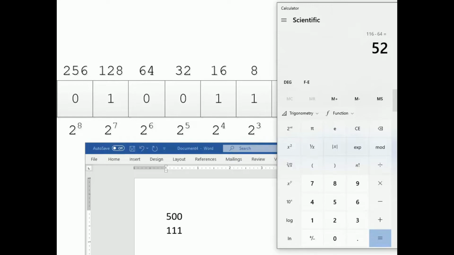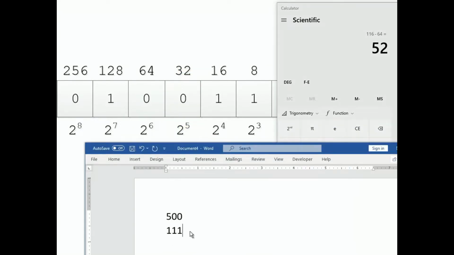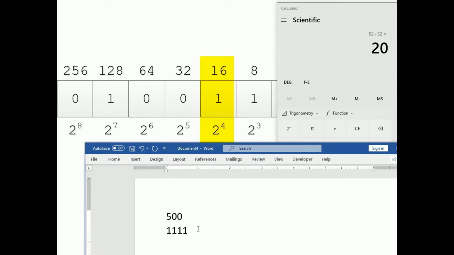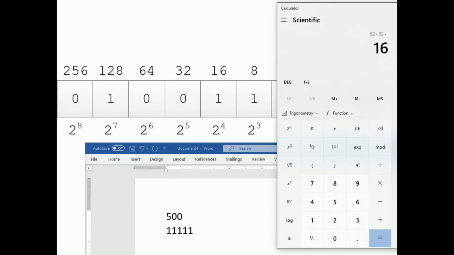Welcome back! So we have 52 left to represent. The highest power of 2 that isn't larger than 52 is 2 to the 5th, or 32. So we put a 1 in the 2 to the 5th position, the 32's position, and we subtract 52 minus 32, giving us 20, and we repeat. The next power of 2 is 2 to the 4th, or 16. So a 1 in the 2 to the 4th position, and we subtract 16 from 20, giving us 4.